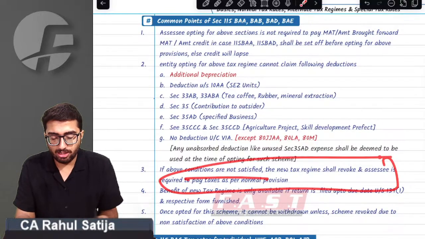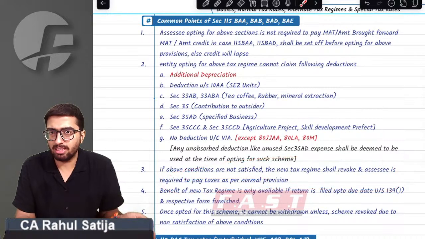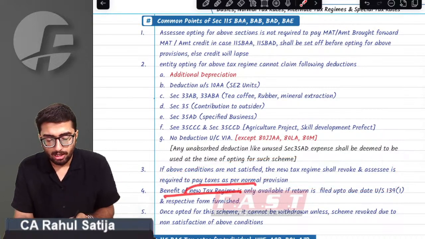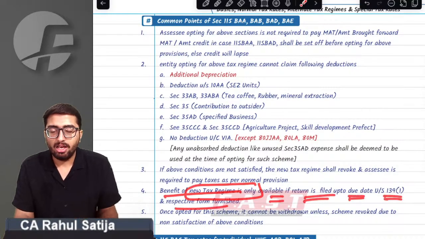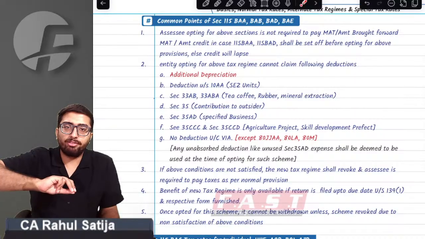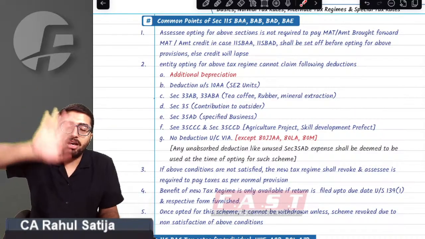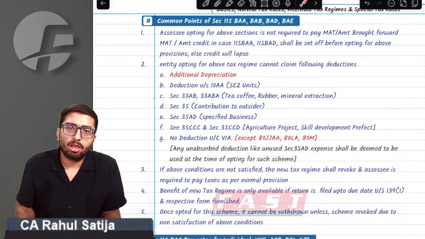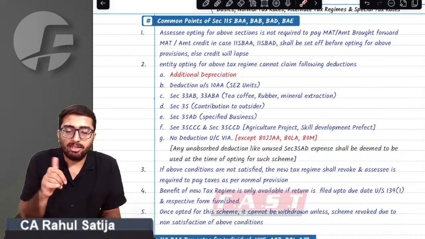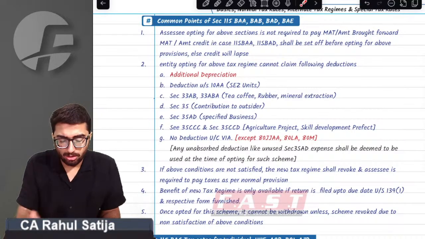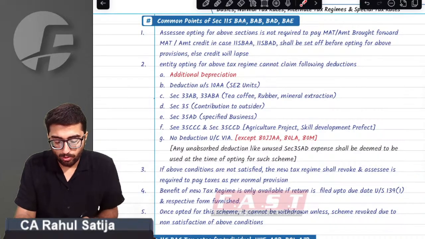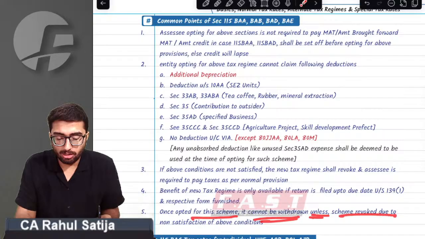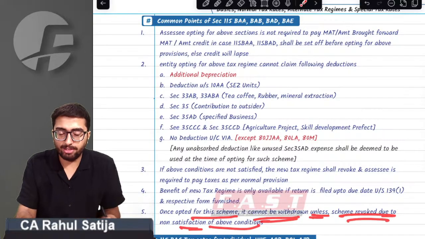The provision says if any of the conditions is violated, then income shall become taxable at the normal tax rate. The benefit of the new tax rate is only available when the return is filed under Section 139. If we want to opt for 115BAA, then in that year we have to file the return prior to the due date of ROI. Once the due date of ROI has lapsed, you cannot change the regime. At last, once you opted for this scheme, you cannot revoke it unless the conditions are met.